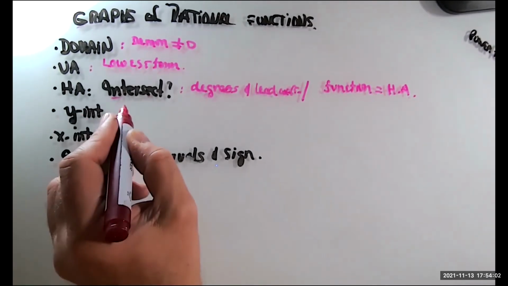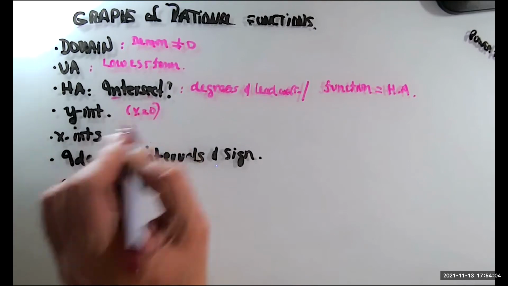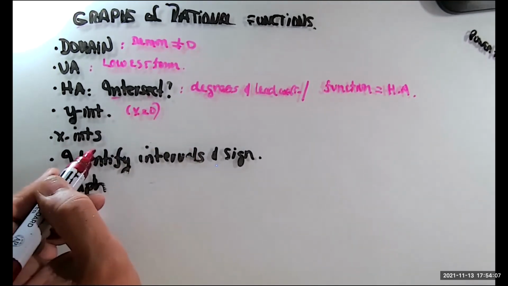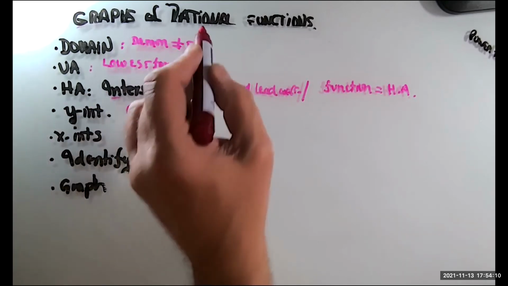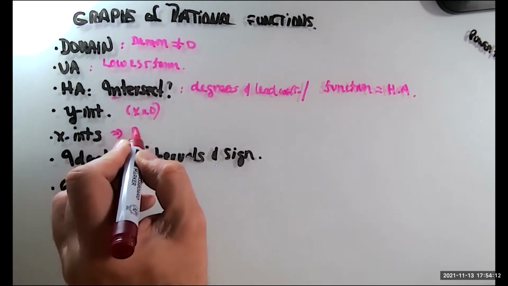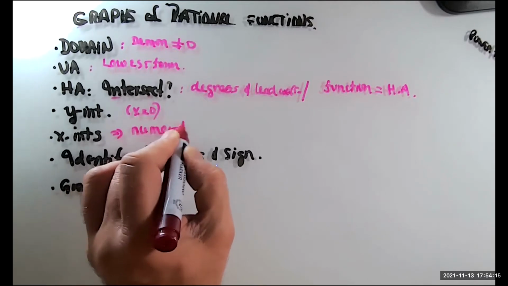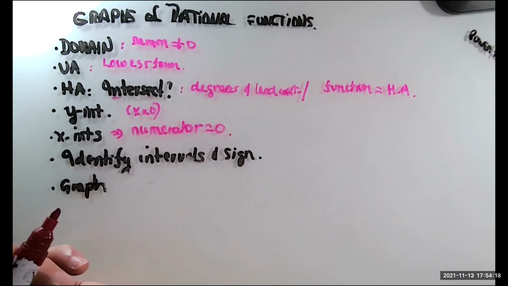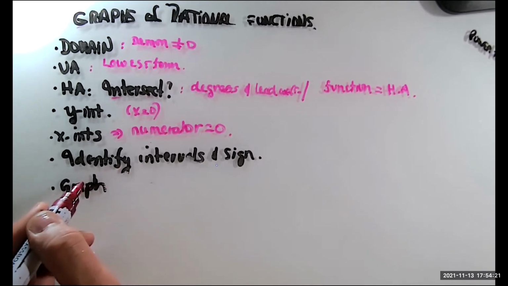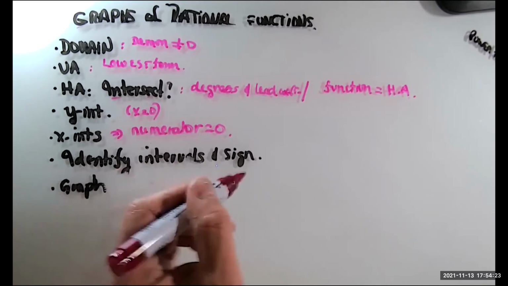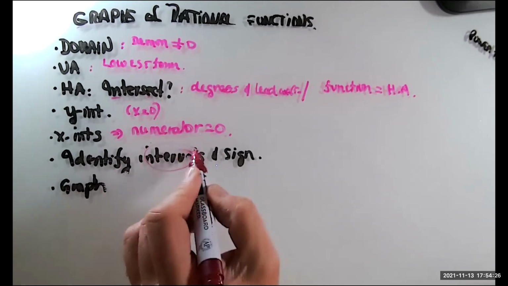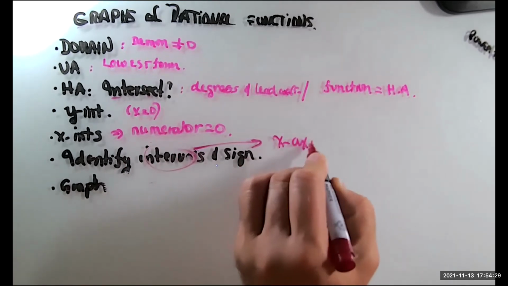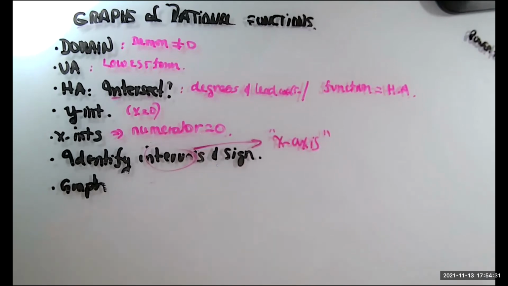How do we find the y-intercept? Of course, we make x equal 0. How do we find the x-intercepts? In general, y equals 0, but since we're dealing with rational functions, we can just limit ourselves to making the numerator equal 0. Then we identify the intervals and their respective signs. The intervals are in terms of the x-axis. How does my x-axis get, quote unquote, chopped based on the information that we have?